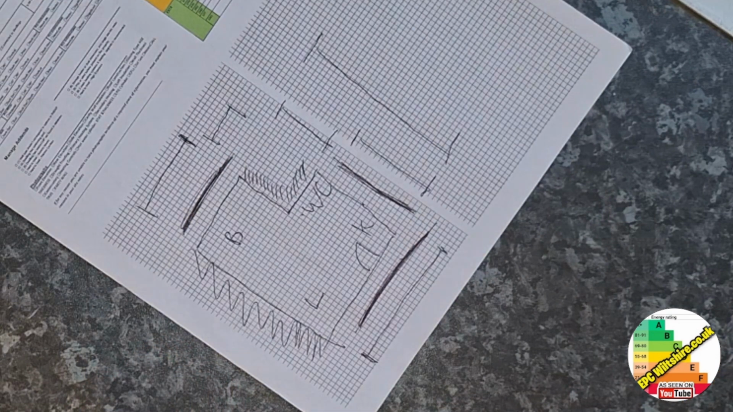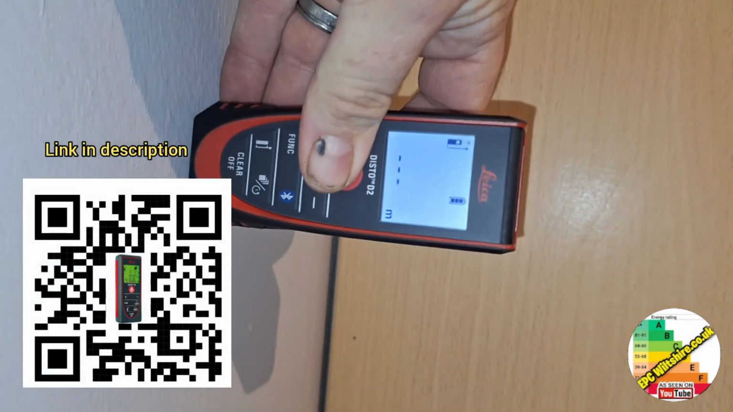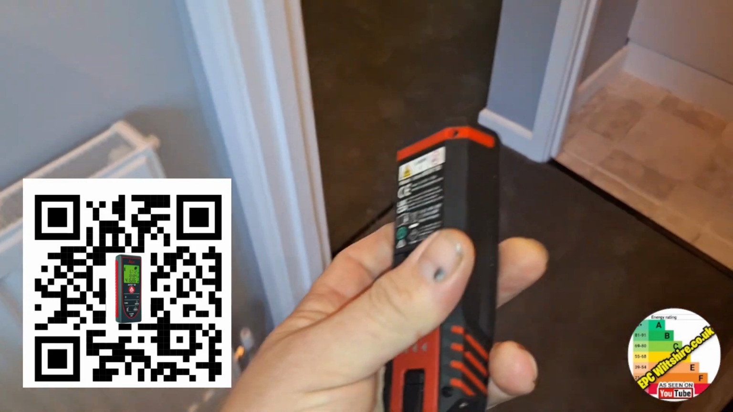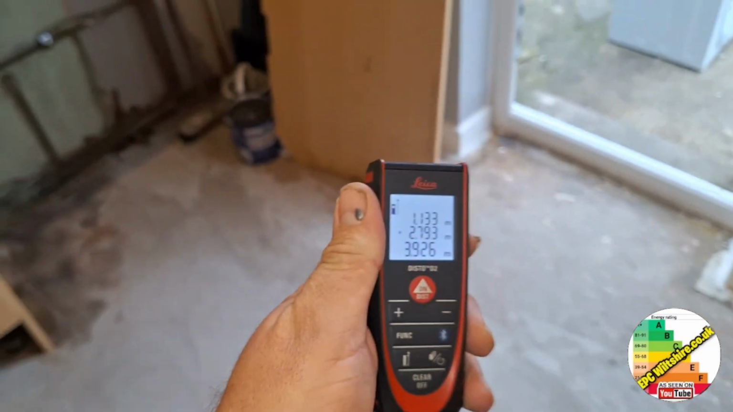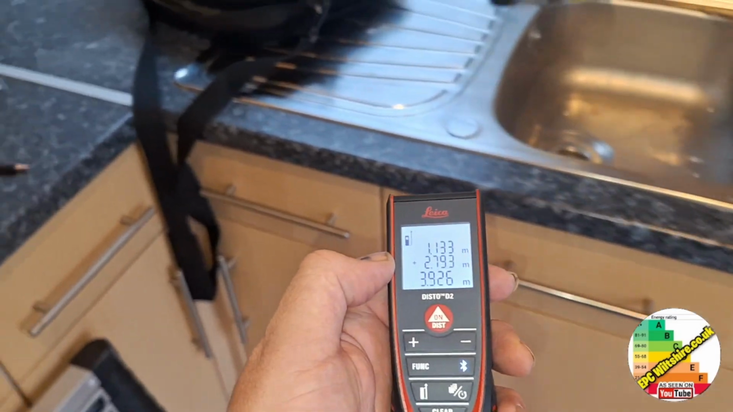So start firing that laser measurer around. This is a Leica Disto D2, one of the best ones on the market. I've had it for quite a while. This one's the new one. The one I had was exactly the same, and that was a good 10 years old. It's got the plus button on it, so you can add two together, and then it's got meters squared as well.